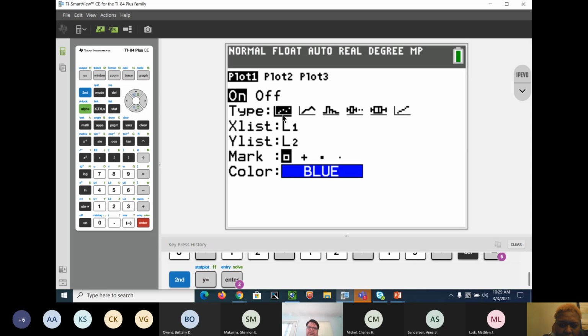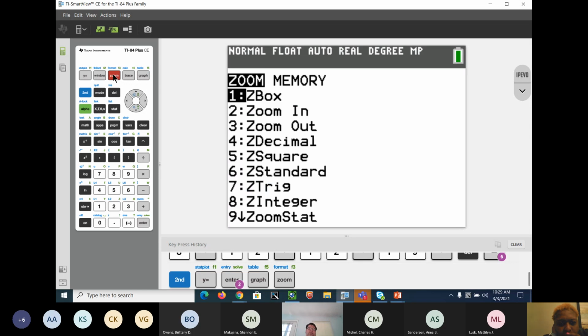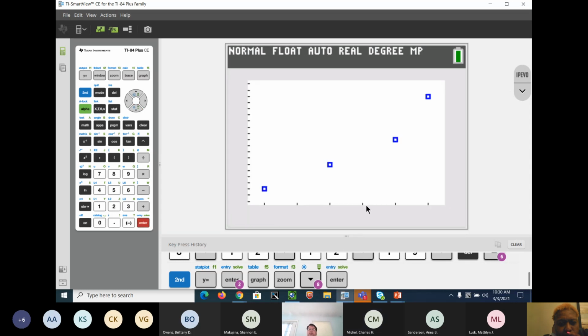Make sure this says stat plot. Make sure this is L1. Make sure this is L2. And hit graph. Now, you may not be able to see it. So somebody tell me, what do you hit? What did I tell you to hit? Zoom what? Zoom out. Well, zoom stat, because that's stat zoom. That means zoom statistical plot. Hit enter. And there they are.